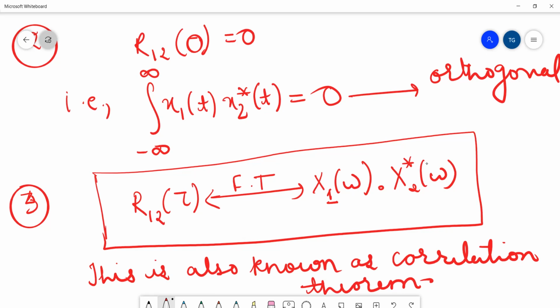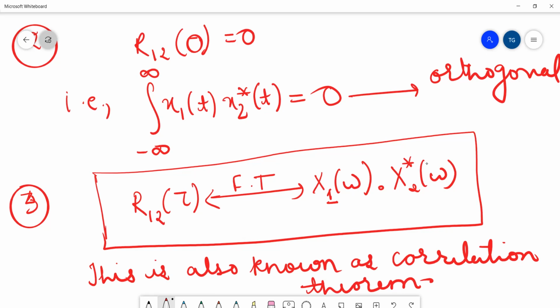And the third property establishes that the cross correlation function's Fourier transform is equal to the multiplication of the first signal's Fourier transform and the complex conjugate of the Fourier transform of the second signal. So I think the definition of cross correlation and its properties are now clear after this video.